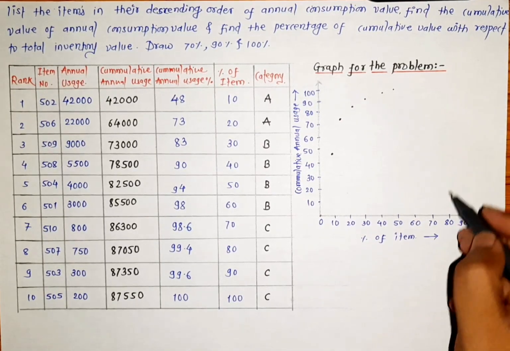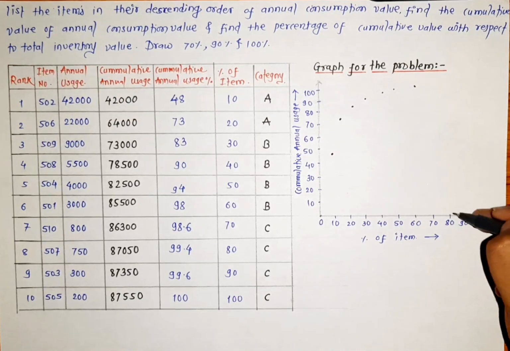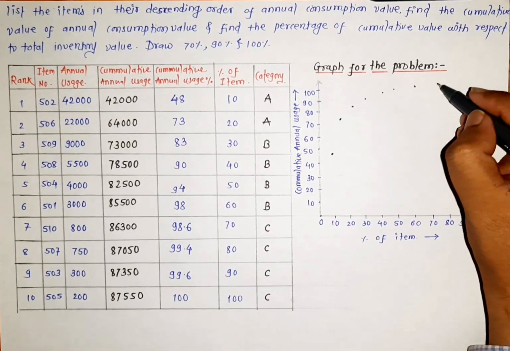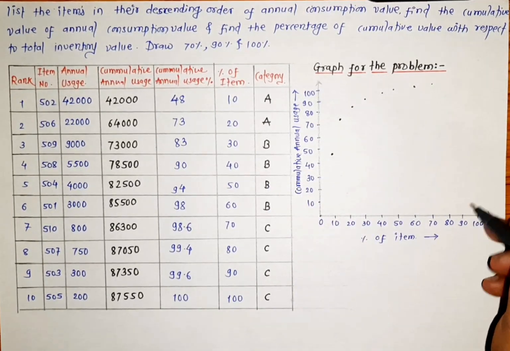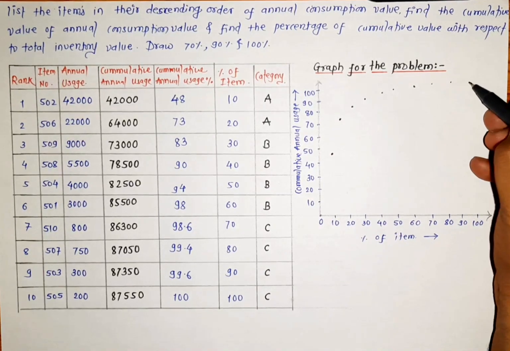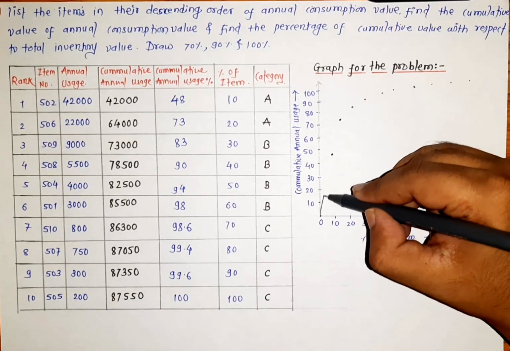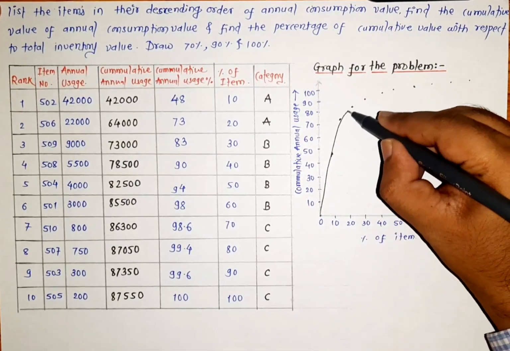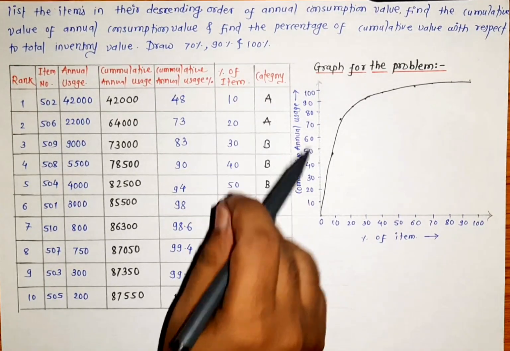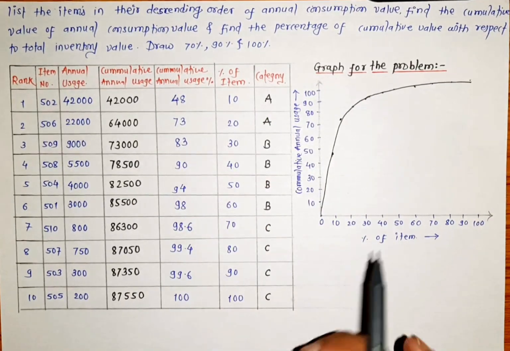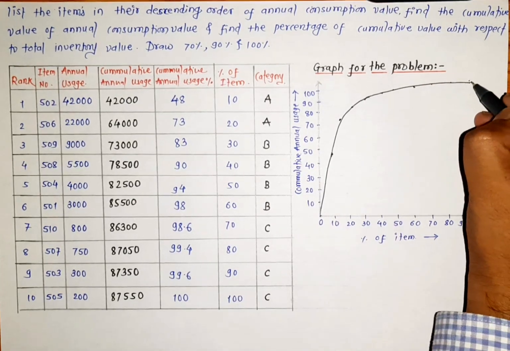For this 60, for 70, it is 98.6, somewhere here. Then for 80, it will be 99.4, so when we do it, it will be somewhere here. For 90, it will be 99, and for 100, it will be 100. So just we have to draw this curve. So it is the curve graph between these two values, that is percentage of atom and cumulative annual usage, and last it will be 100 and 100.